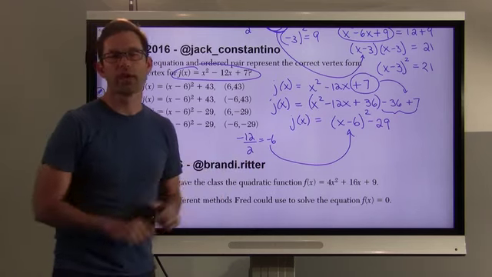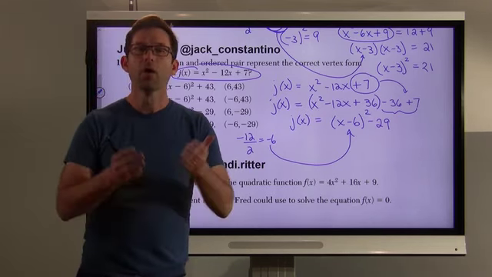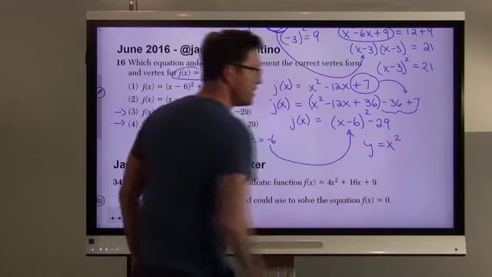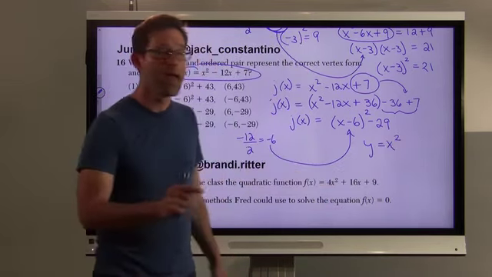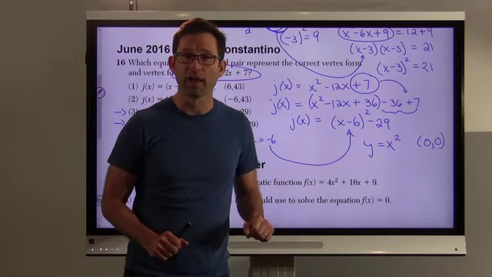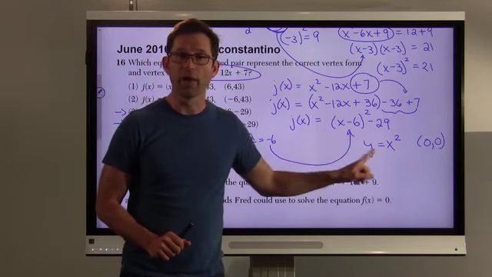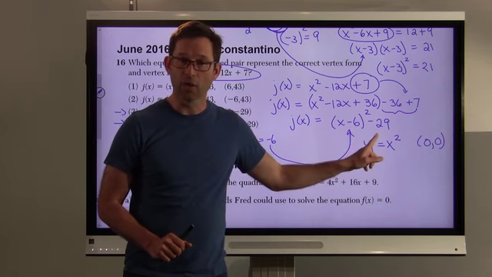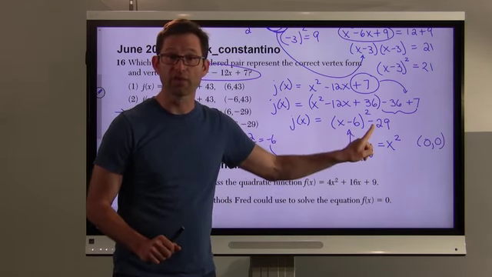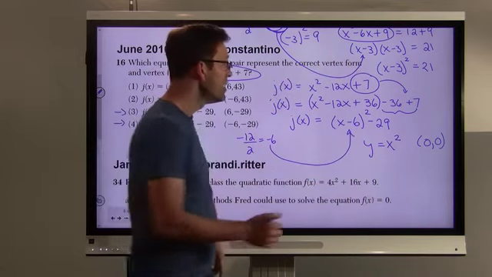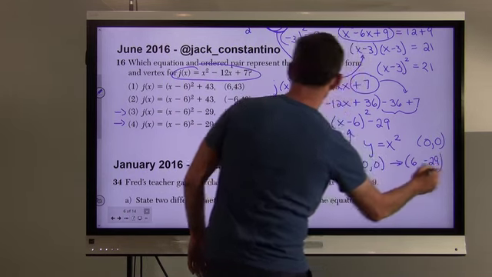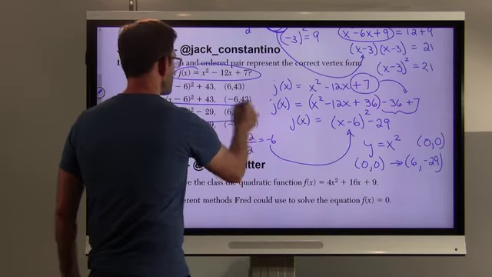The question is, what's the vertex of this parabola? That's the vertex form of a parabola. Well, here's the key, all right? It's all about what we just did, transformations. You see, the basic parabola, y equals x squared, has a vertex at (0, 0), right? This parabola, on the other hand, is this one after a shift to the right 6 units and down 29 units, right? Because we're subtracting 6 from x, we go to the right 6, and because we're subtracting 29 overall, we go down 29. So that means that the point (0, 0) ends up being the point (6, negative 29).